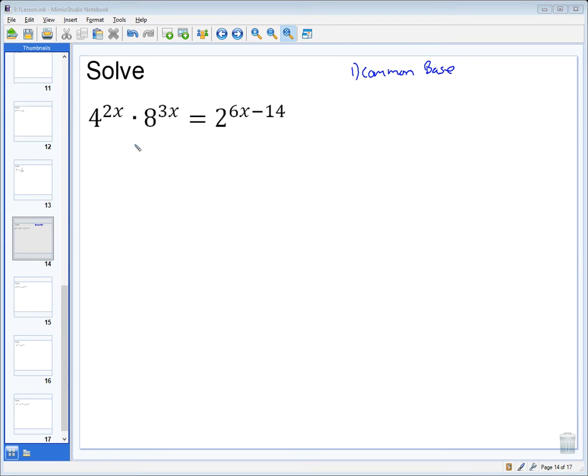So in this case, we have a 2, a 4, and an 8 for our bases. They can all be made to a base 2. 4 can be written as 2 squared. 8 can be written as 2 cubed. And 2 is already that base. Once we have changed the bases, don't forget that we still have the original exponents that were on these bases.